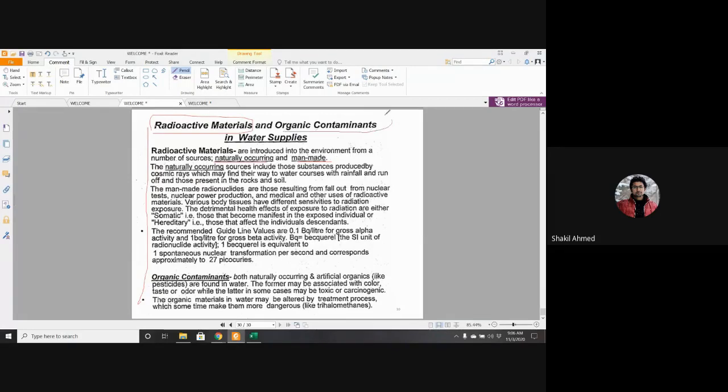Now organic contaminants. They can also occur both naturally and artificially. For example, an artificial example is pesticides. Pesticide means the poison that we use to kill insects, like the farmers use it on their plants, right?